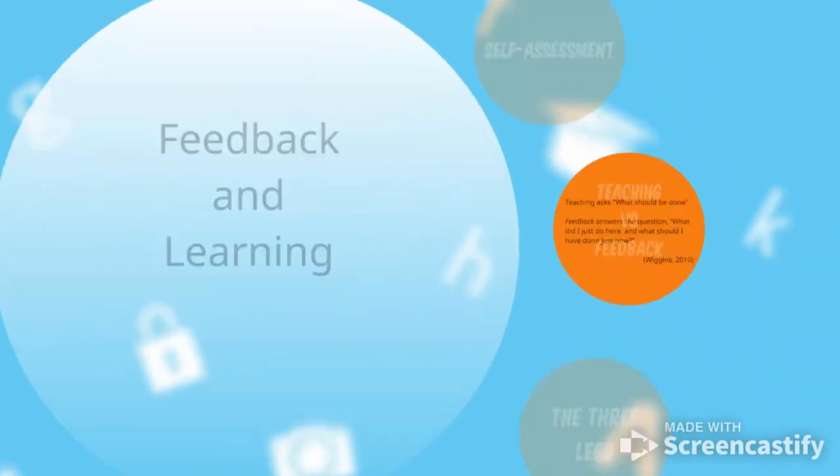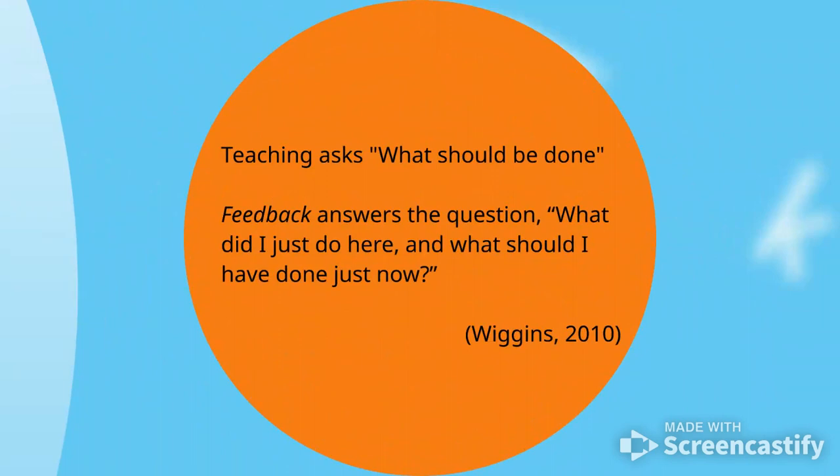About teaching versus feedback. According to Wiggins, teaching asks what should be done. Feedback answers the question, what did I just do here, and what should I have done just now? This makes sense. When teaching, we are instructing a student on how to do something, how to get a specific desired result. In the feedback process, the student has obtained a result.